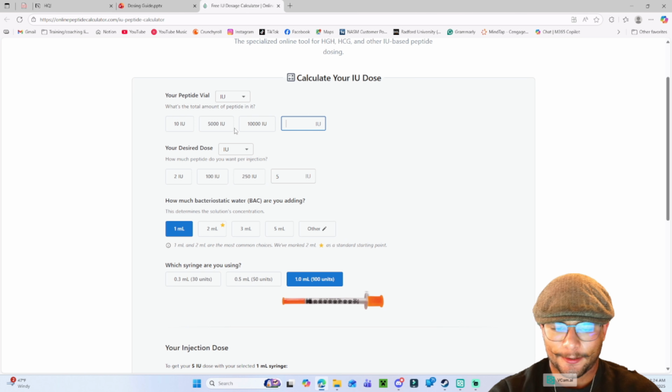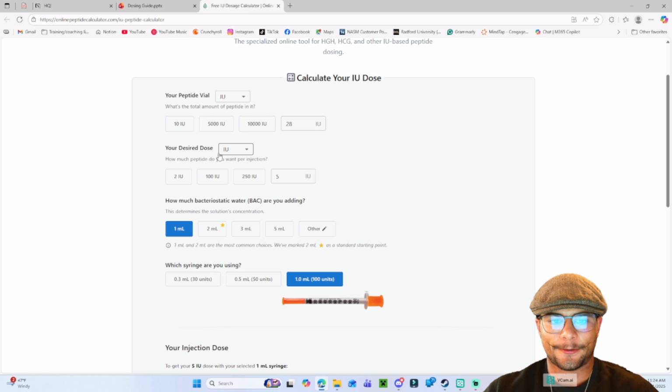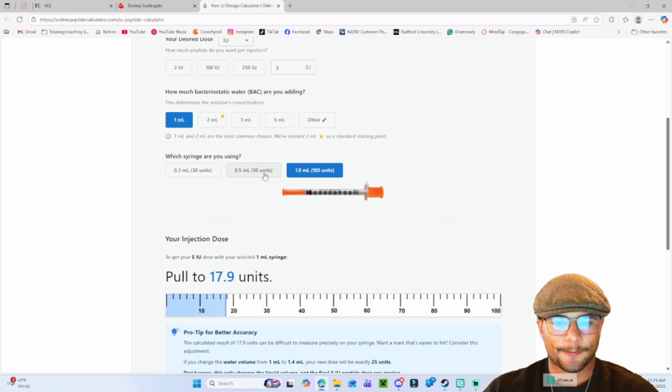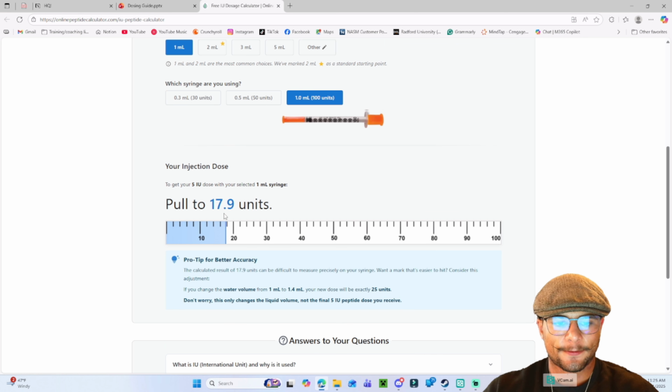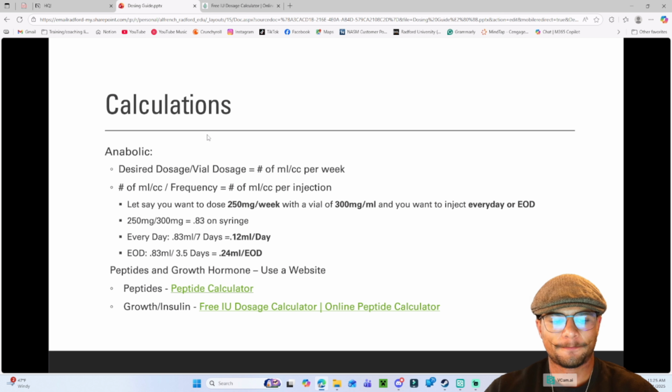Now let's say that your vial has 28 IUs in it. So if you bought a kit, it would be $280 for the whole kit. So, same kind of process. 28 for the IUs. You still want to do 5 IUs of growth hormone every night, reconstituted with 1 ml. It might be better to do 2 just because of the concentration, but this would mean that you inject 17.9. I would typically just go for 18 every night for that 5 IU dosage. So that's how it is for the growth hormone.